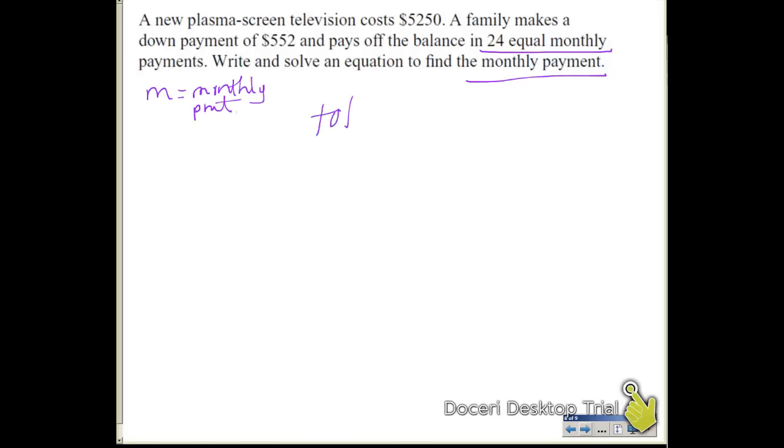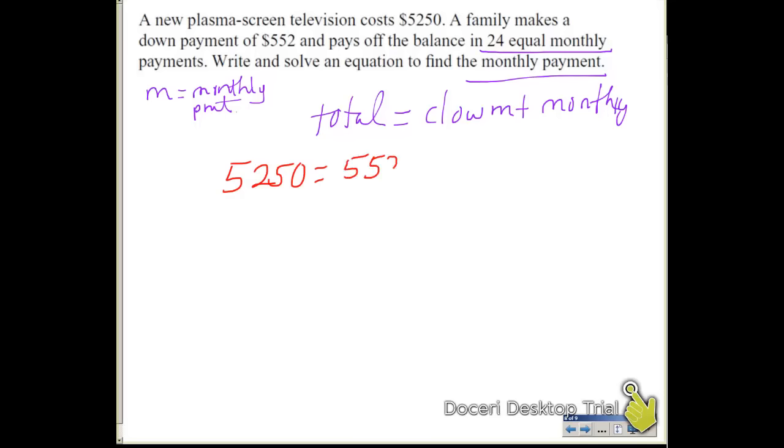So they have a total cost, and that's going to equal their down payment plus monthly payments. Okay, so what is their total payment? Well, they owe a total of $5,250, and their down payment is $552 plus however much they're going to pay each month for 24 months. So we know that they're going to pay M amount, and they're going to make 24 of those payments, so 24M. And all I got to do is solve for M.